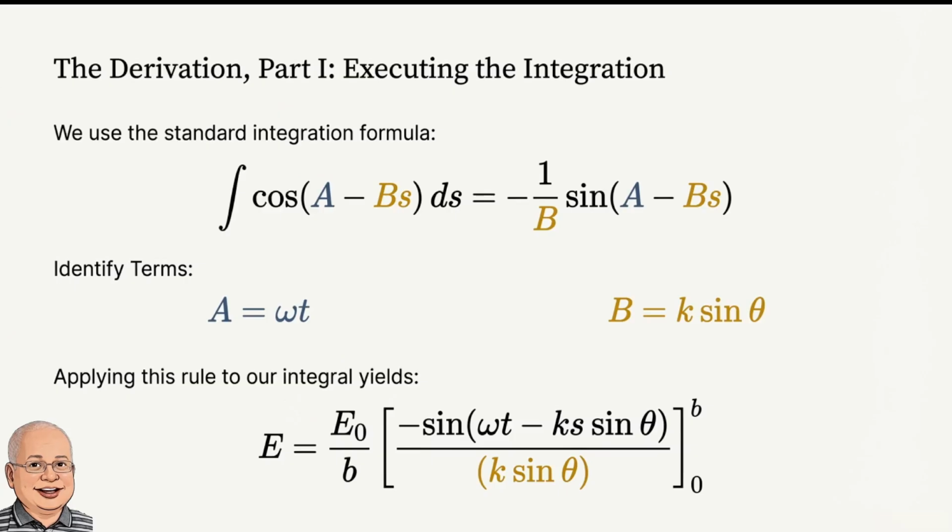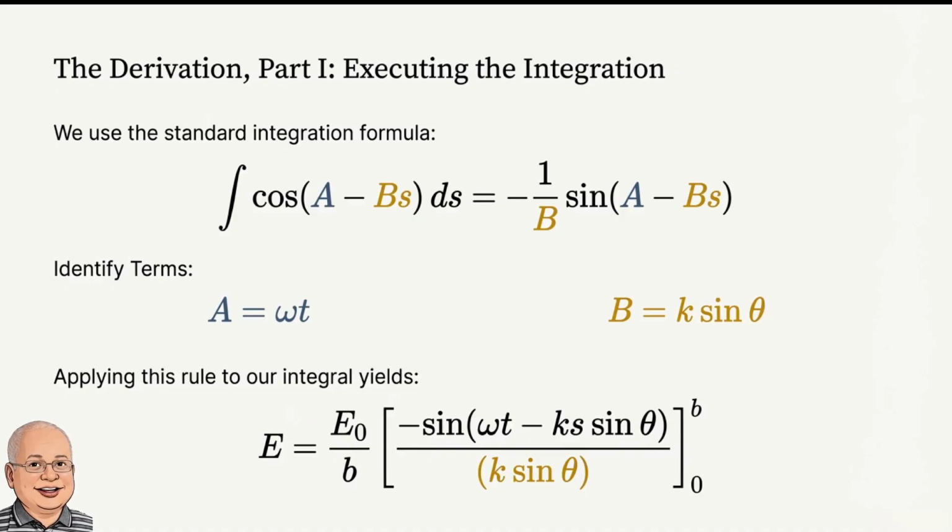To integrate this, we use a standard integration formula. Integration of cos of a minus Bs ds is equal to minus 1 by B sine of a minus Bs. This formula we know. Now, compare this with our integral in the previous slide. Here, we will take a is equal to omega t and capital B is equal to k sine theta.